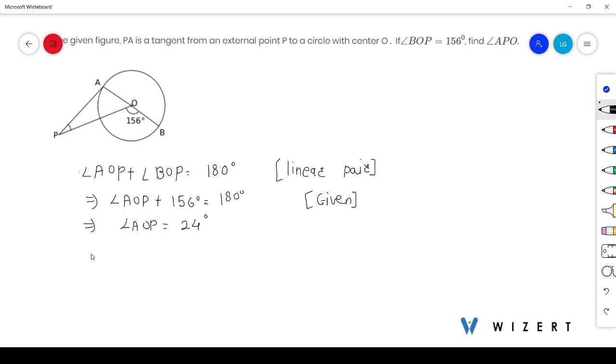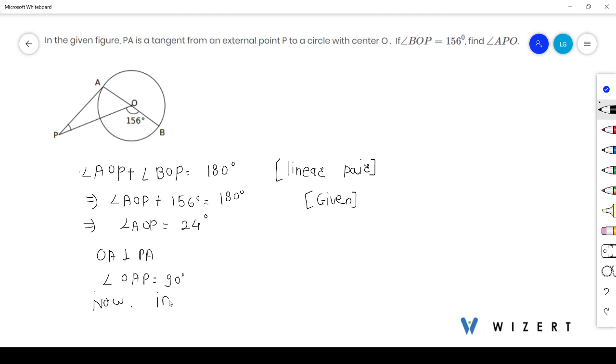As the line drawn through the center to the point of contact, that is OA, is perpendicular to PA, angle OAP is a right angle, that is, it is 90 degrees.